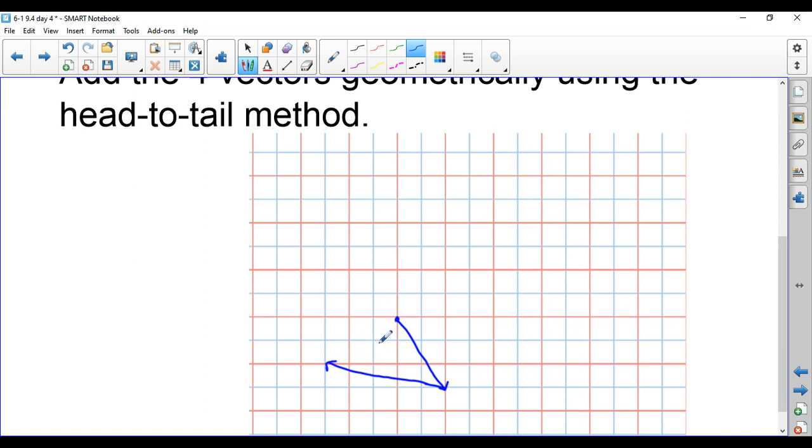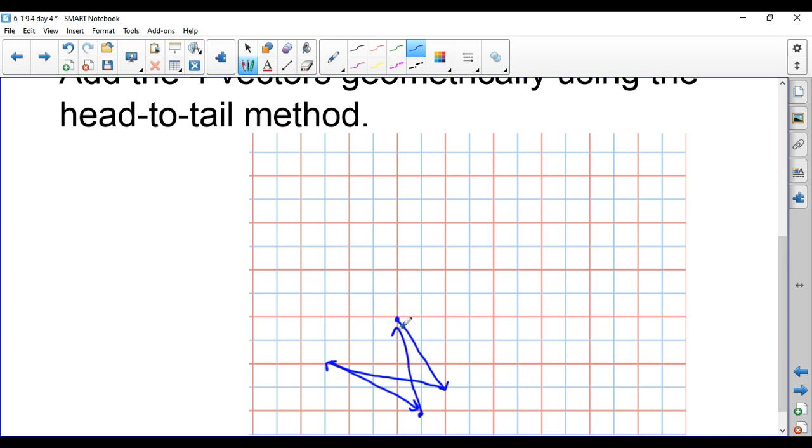Then I'm going to add vector u, which was 4, -2. I'm going to go right 4, 1, 2, 3, 4 over, and down 2, 1, 2. It goes there. And then my last vector goes -1, 4. So I'm going to go 1 to the left, and 1, 2, 3, 4 up.